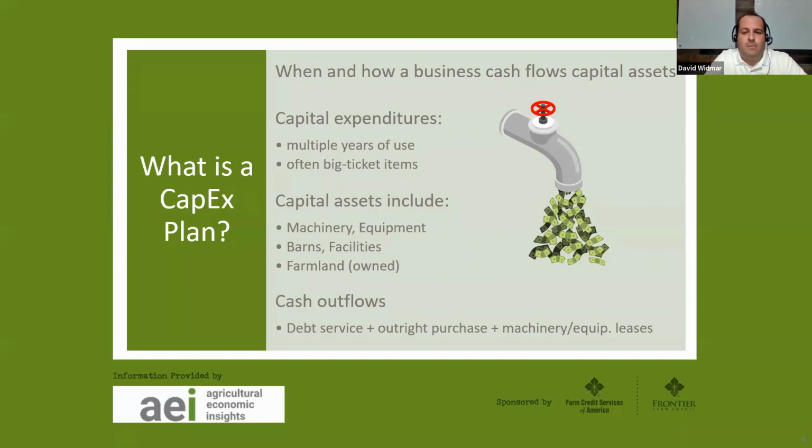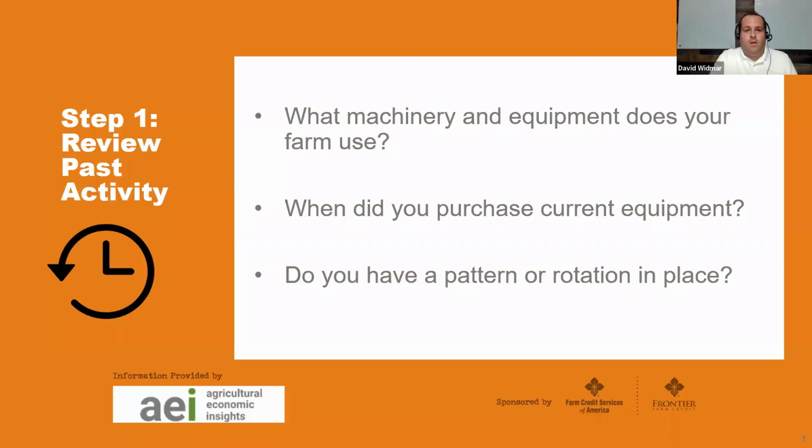And of course, what are some of the machinery or equipment leases that we're on the hook for, that we have obligations for in the upcoming year? So we have 3 steps to help you get started. And the first step here is reviewing past activity.